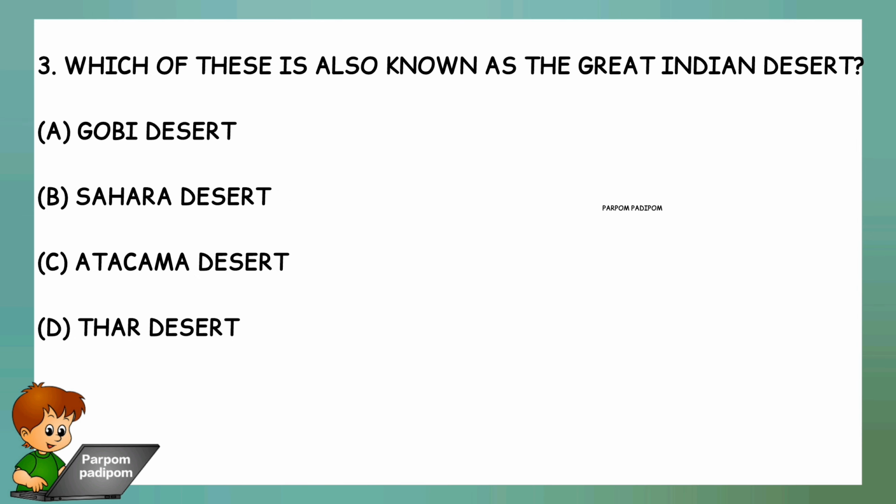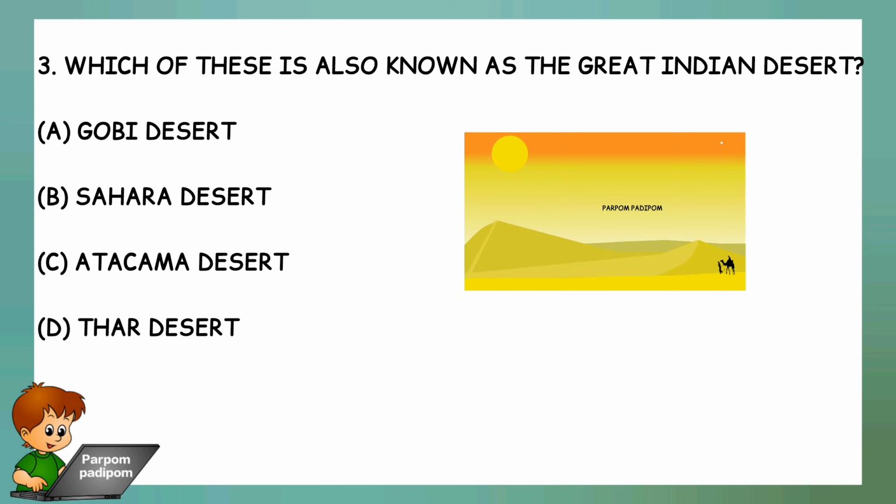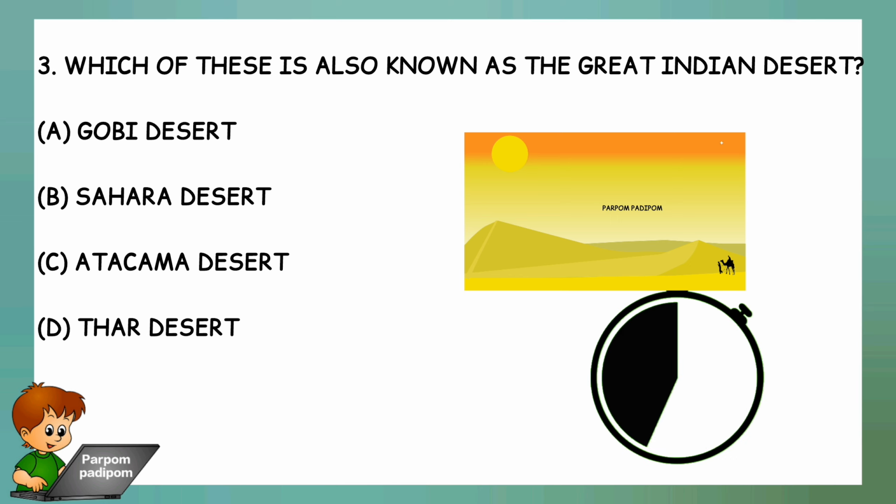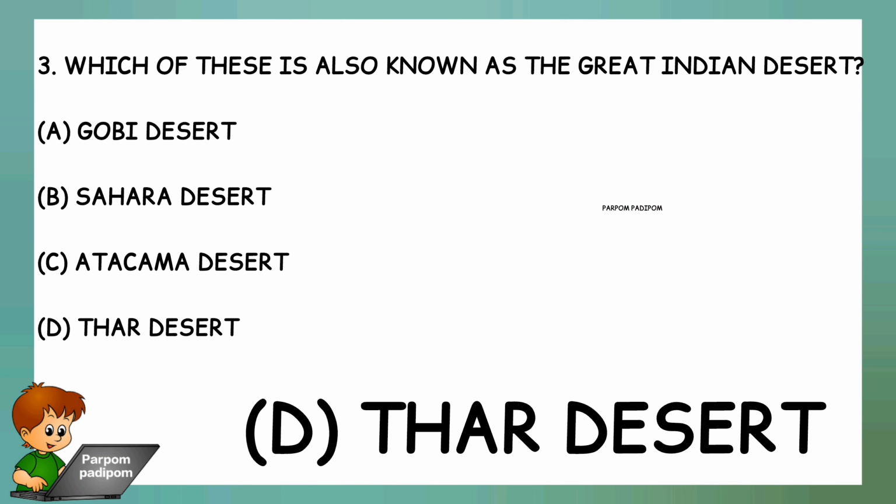3. Which of these is also known as the Great Indian Desert? A. Gobi Desert. B. Sahara Desert. C. Atacama Desert. D. Thar Desert. The correct answer is D. Thar Desert.